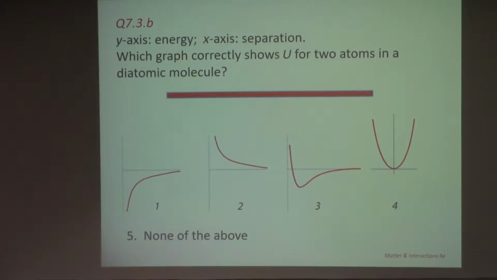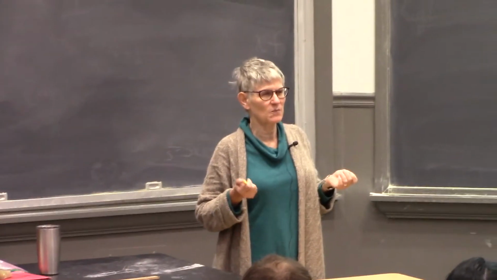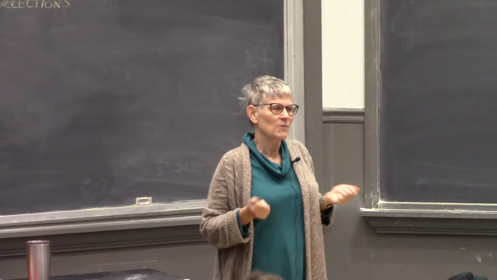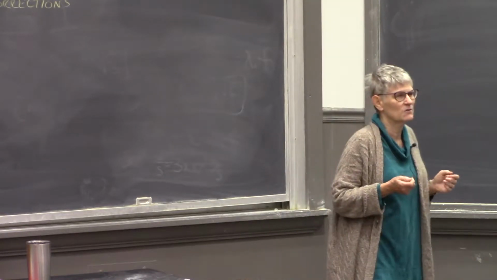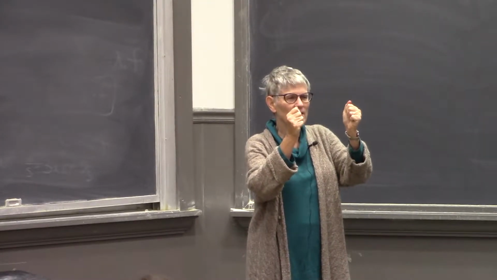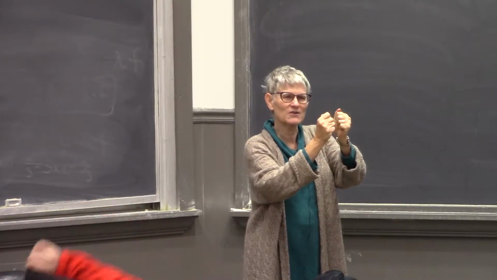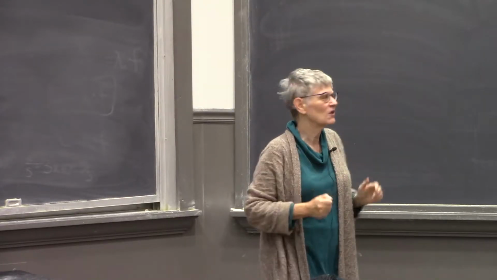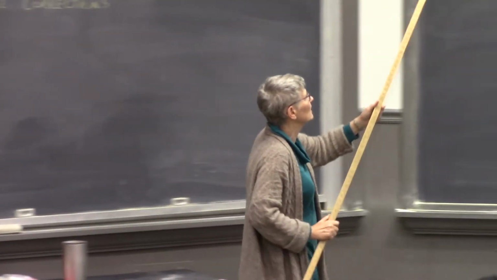So 4 is indeed the potential energy graph for an ideal spring, meaning one that can be stretched infinitely and compressed infinitely, right? But it's not an accurate representation of what happens with a diatomic molecule, because consider two atoms bonded together. The bond is spring-like up to a point, but when these atoms start to get really close together, the repulsion gets really strong. We've got interpenetrating electron clouds, and so it gets harder and harder to push them closer and closer together.